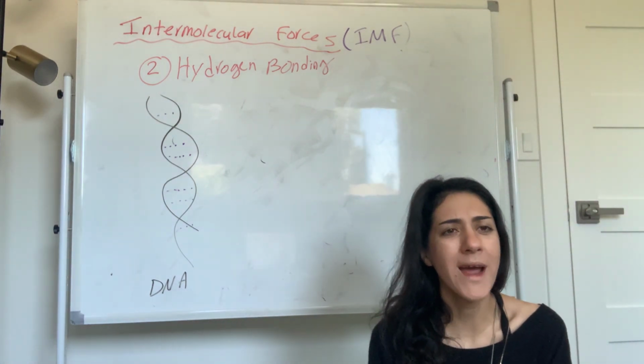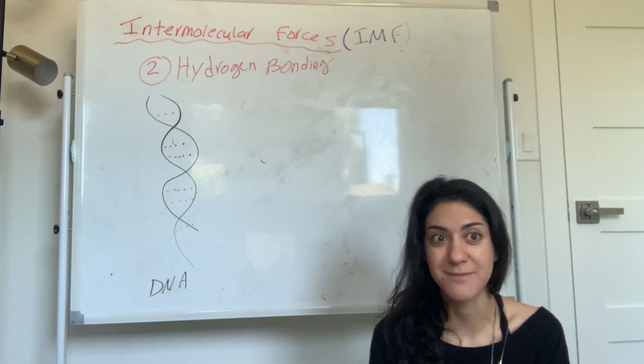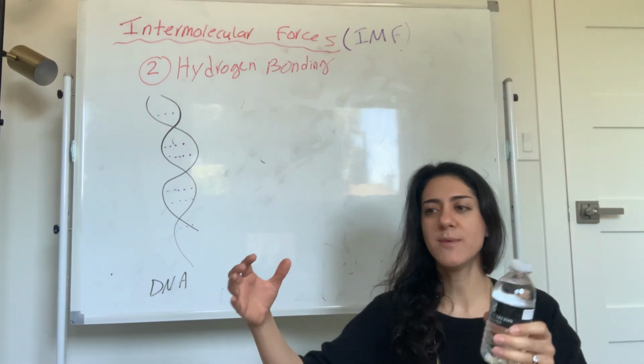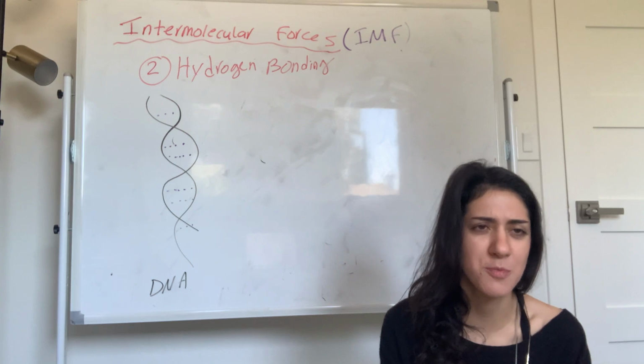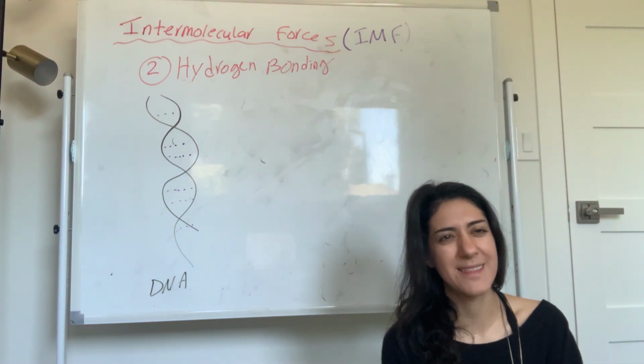Titanic. Why did Titanic happen? Hydrogen bonding. True story. Now, if you remember, Titanic happened because the ship ran into an iceberg, right? Now, here's why hydrogen bonding was responsible for that. I'm making hydrogen bonding sound like a bad thing right now.